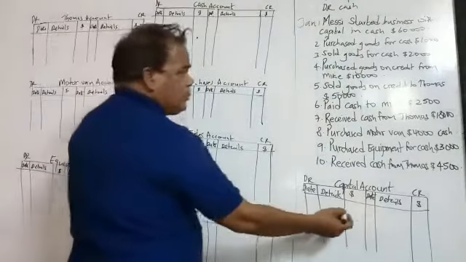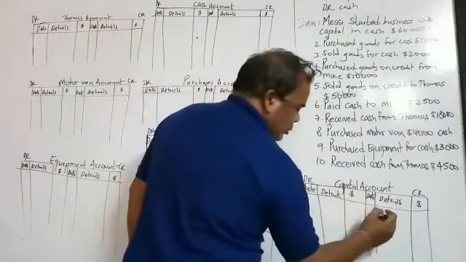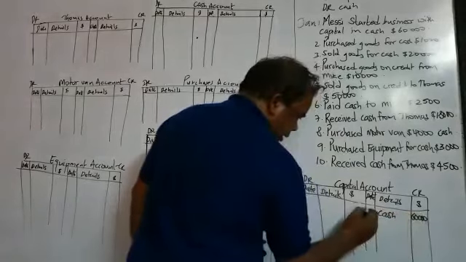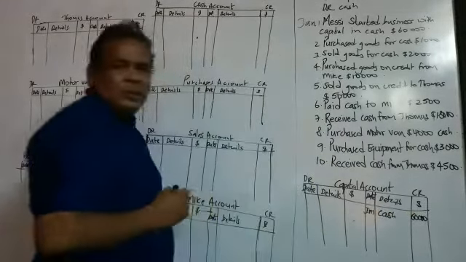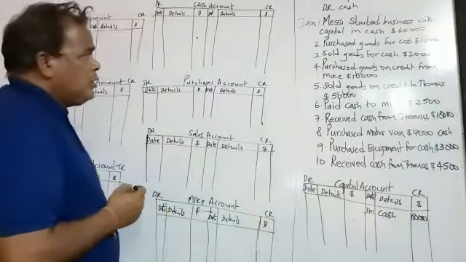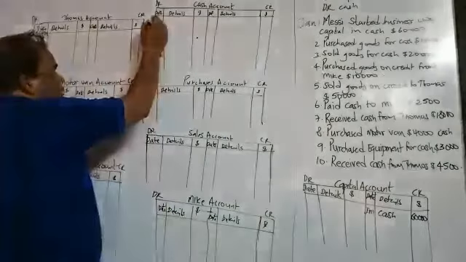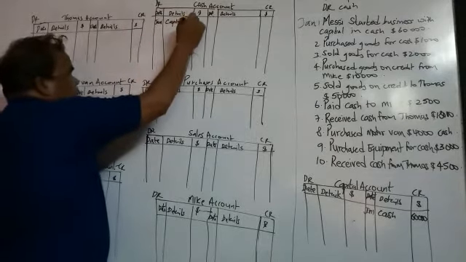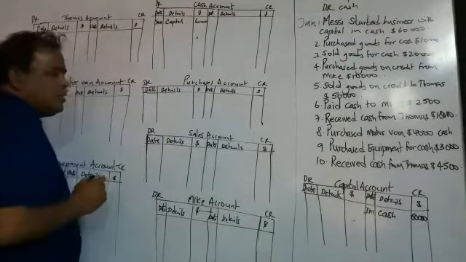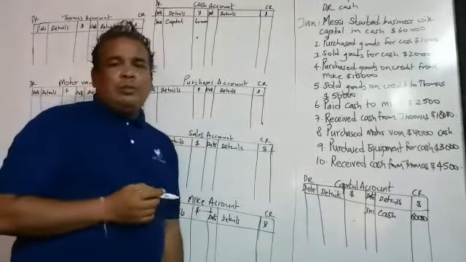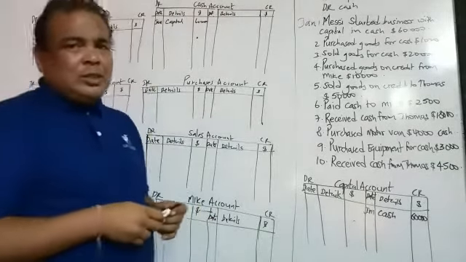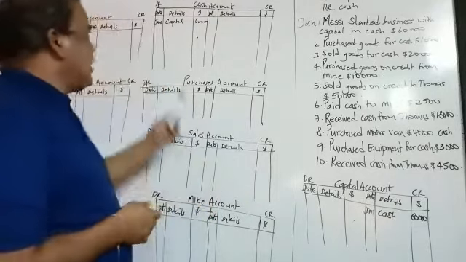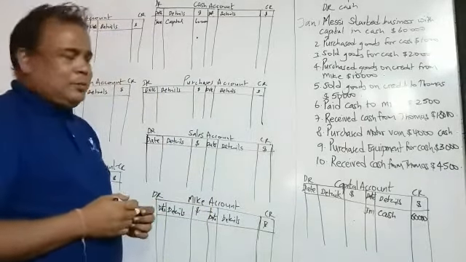This is the capital account. On the credit side of the capital account, we write down cash, 60,000, January 1. And then on the debit side of the cash account, we write down January 1, capital 60,000. Very easy. You just have to note down the double entry, credit capital, debit cash. Therefore, in the capital account on the credit side, we write down cash, and on the debit side of the cash account, we write down capital.